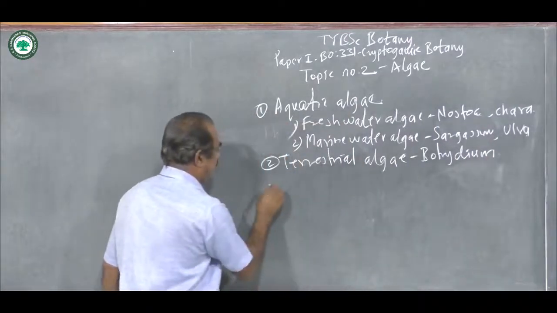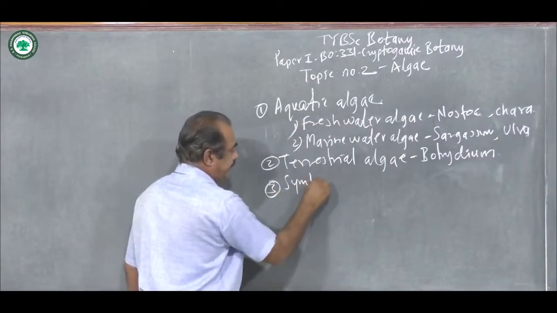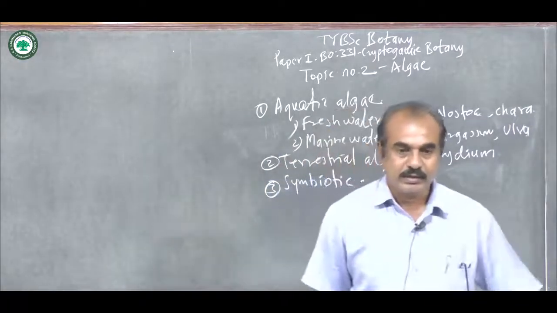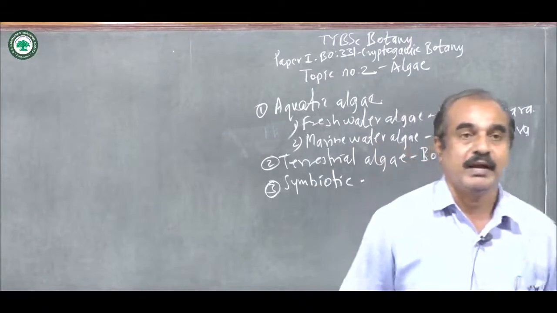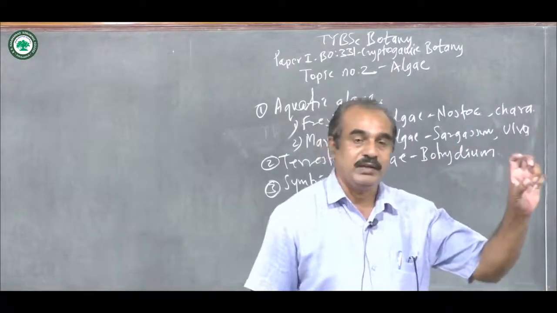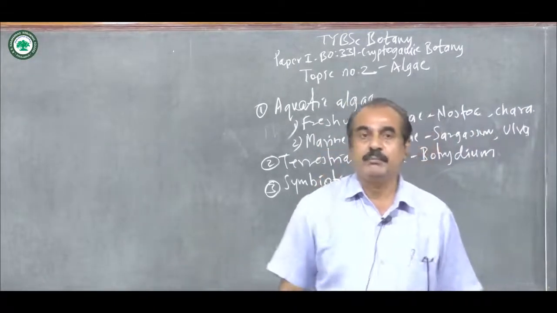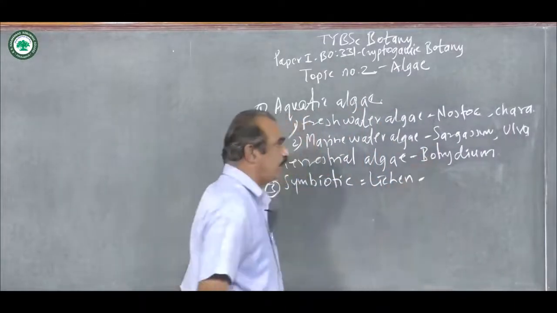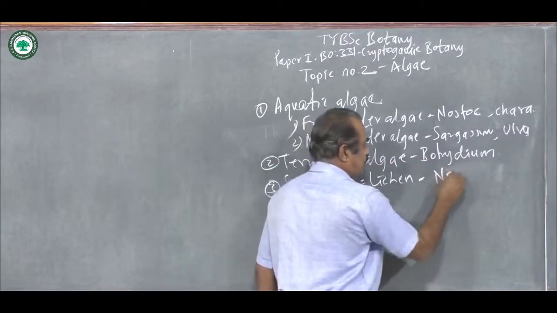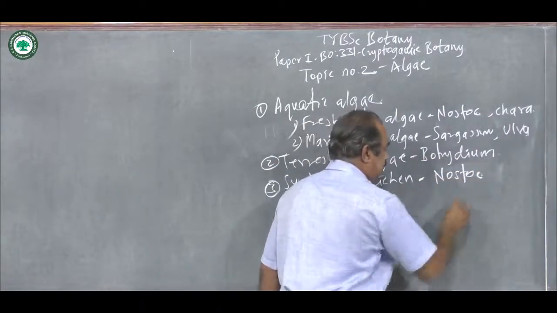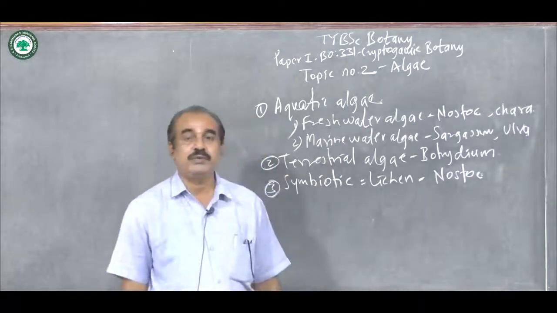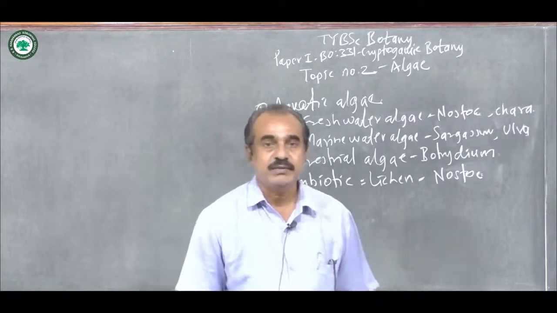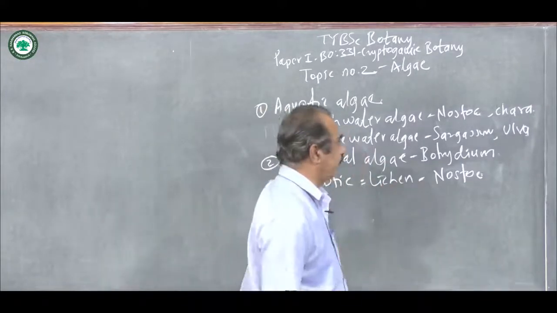Next type, that is the symbiotic algae. Now there are different types of algae, for example, Nostoc, which forms an association with fungi, and such an association of one algal member and one fungal member is called the lichen. The example of the algae is Nostoc. And this Nostoc, which is the alga, forms an association with one fungal member, and this association is called the symbiotic association, and it is called the lichen.